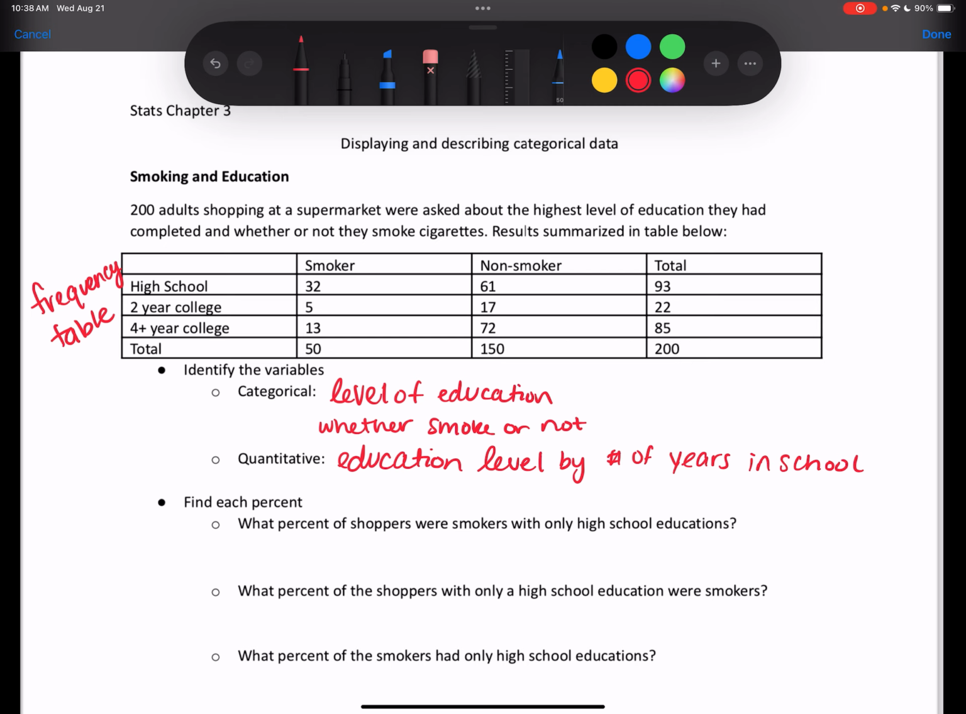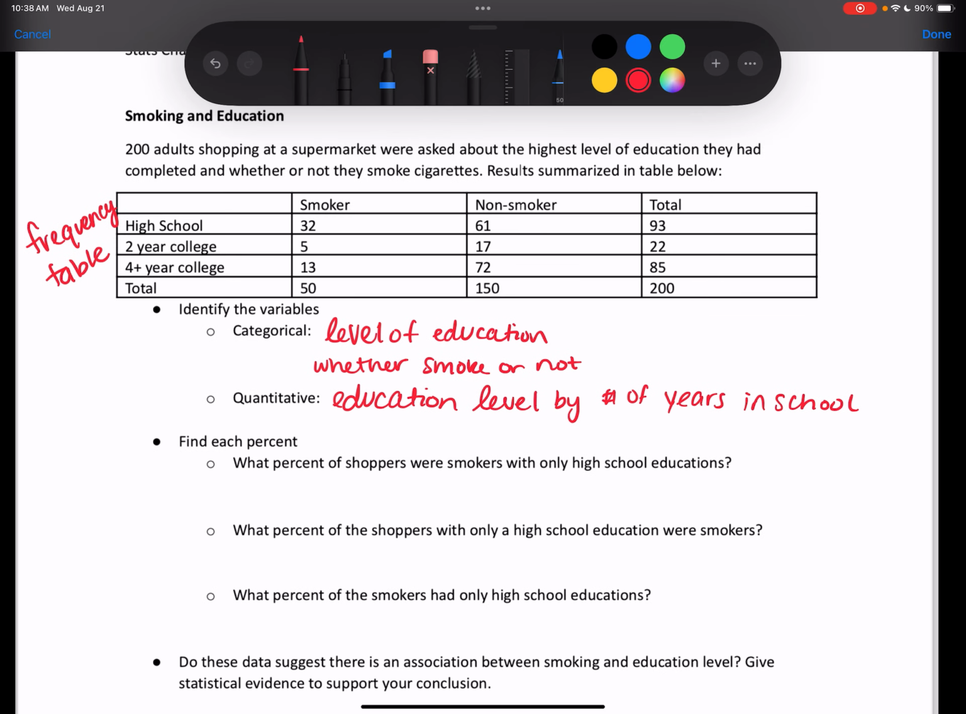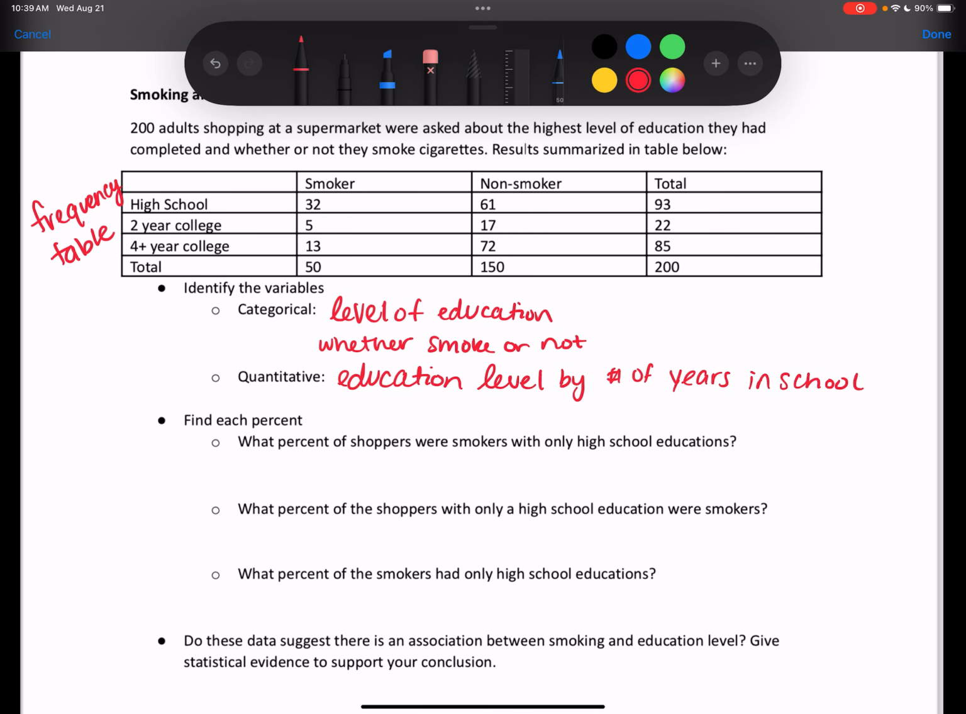So for finding each percent, this is where I said you have to really watch the wording of things, because we are going to be finding the percents for some of these different pieces. I'm going to highlight some keywords here. What percent of shoppers were smokers with only a high school education?